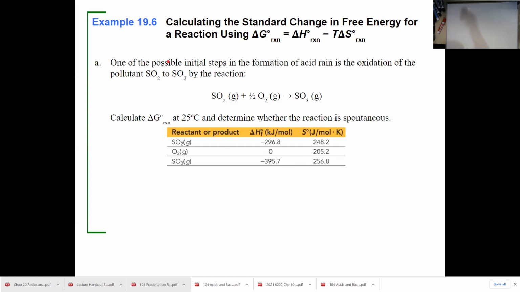Not hard, but is it a little bit annoying to have to separately calculate the delta H and the delta S? Yeah, a little bit, but we'll all survive. So we're going to start out by writing the balanced equation. Okay, and then I'm going to make space up here so that when we calculate the delta H and the delta S, we can write it down up here.